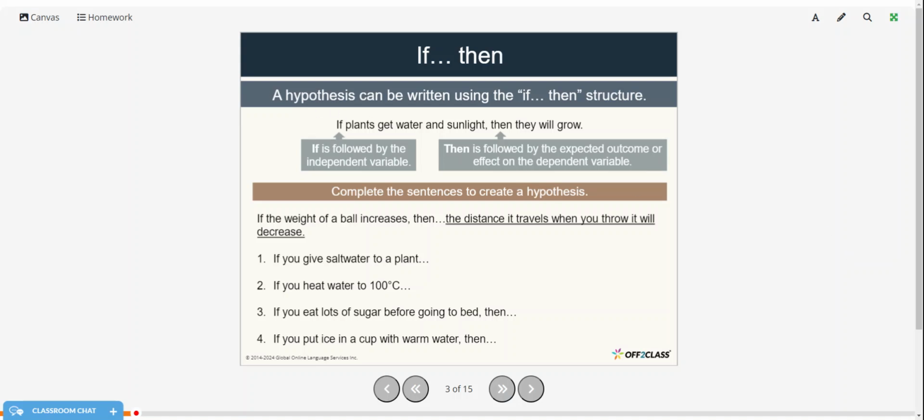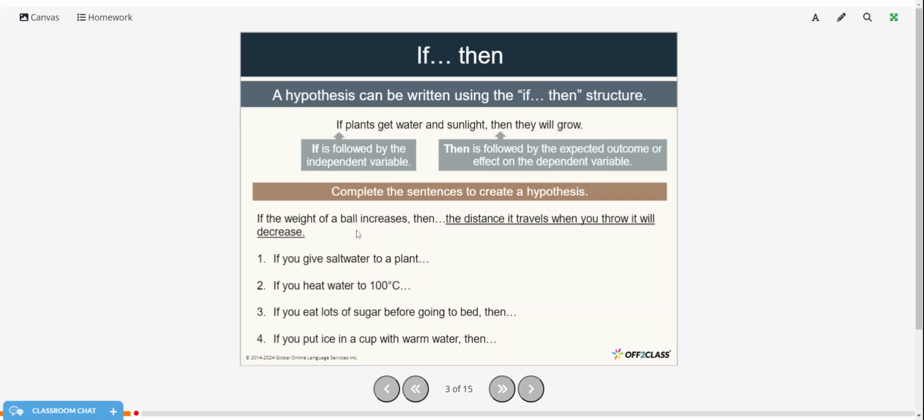A hypothesis can be written using the if-then structure. So if plants get water and sunlight, then they will grow. So if is followed by the independent variable, and then is followed by the expected outcome or effect on the dependent variable. So complete these sentences to create a hypothesis.